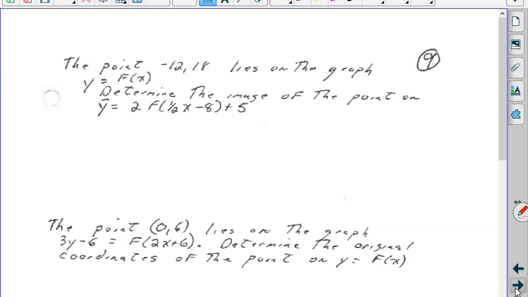Okay, and this is, again, 2 different ways of asking the question. Here I've given you a point, and I want you to determine the new point. So watching what we have, the point lies on the graph f of x. That's my starting point, because it lies on the graph and we're manipulating f of x.